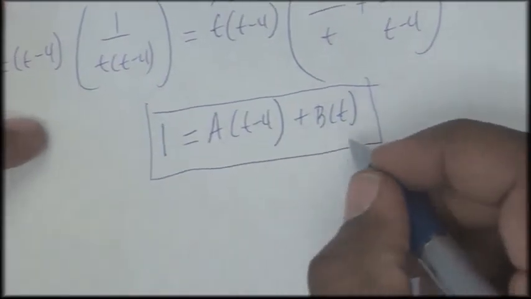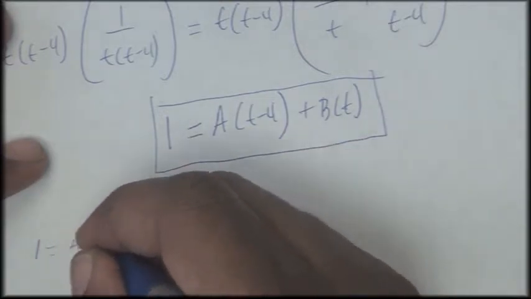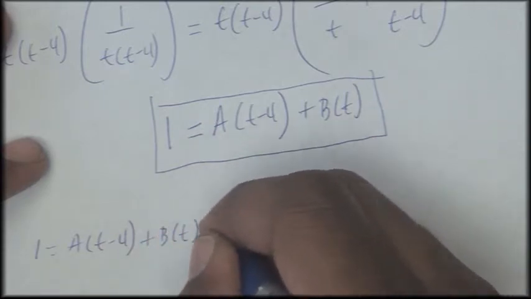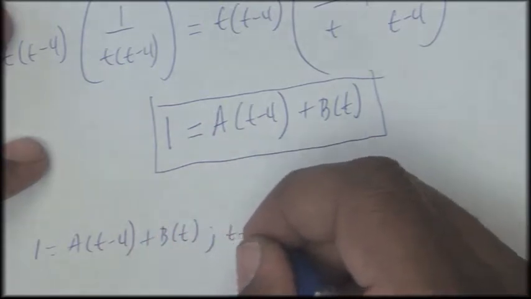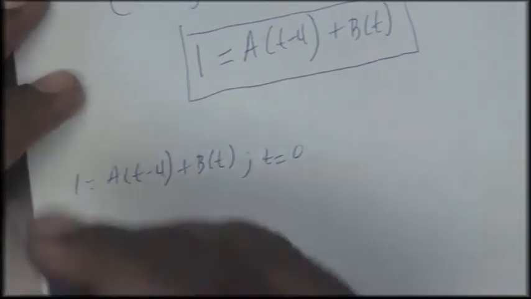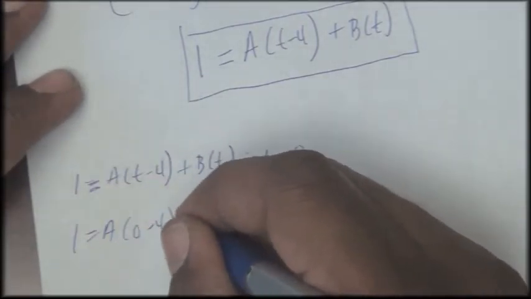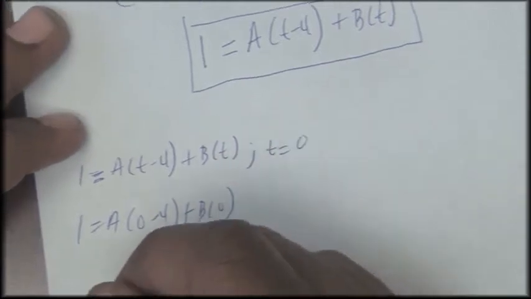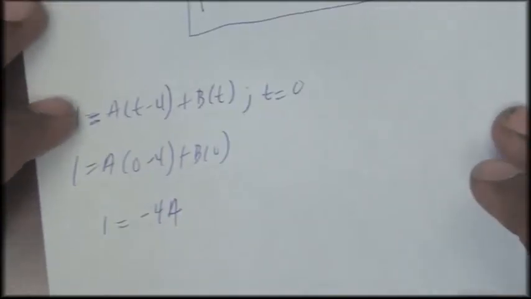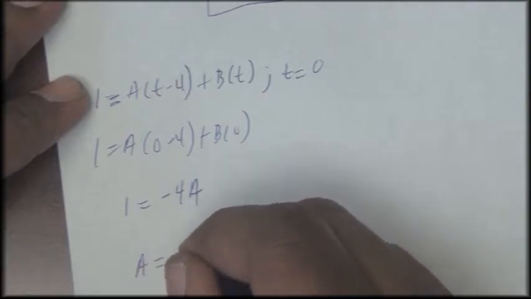So the first thing I want to do is use this equation: 1 is equal to A times t minus 4 plus B times t. And I'm going to substitute t for 0. That'll allow us to solve for our constant A. So I'm simply going to substitute t for 0, and we see that 1 is equal to negative 4A. I'll divide both sides by negative 4. So A is equal to negative 1/4.